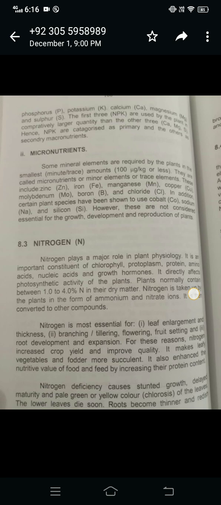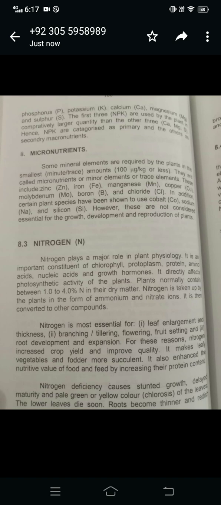Nitrogen plays a major role in plant physiology. It is an important constituent of chlorophyll, protoplasm, protein, amino acids, nucleic acids and growth hormones. It directly affects photosynthetic activity of plants. Plants normally contain between 1 to 4% nitrogen in their dry matter. Nitrogen is taken up by the plants in the form of ammonium and nitrate ions. It is then converted to other compounds.